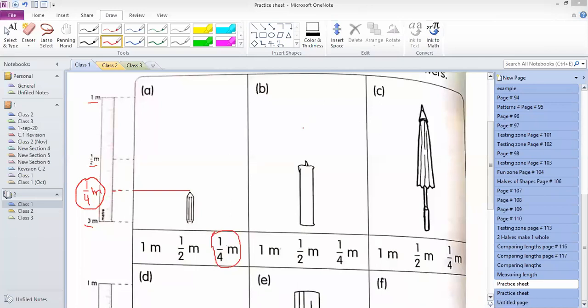Very good. Now you will help me tell the length of this candle. Look at this candle and I'm going to draw a rough line for you. Look here. Tell me what is the length of this candle. Answer me in the chat box: 1 meter, half meter or quarter meter? Tell me the answer, guys.